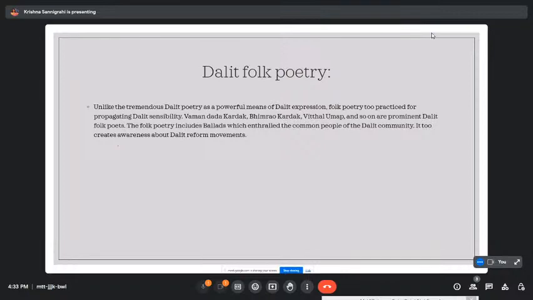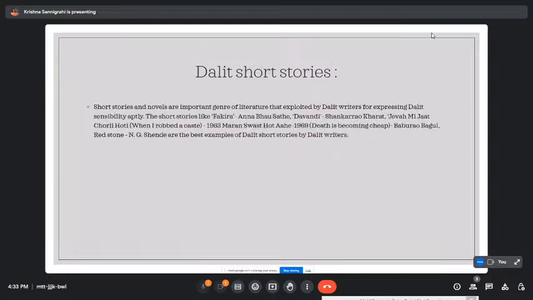Like Dalit poetry, folk poetry is also a powerful means of Dalit expression, a true practice for propagating Dalit sensibility. Vaman Dada Kardak, Bhimrao Kardak, Vital Umap, and so on are prominent Dalit folk poets. The folk poetry includes ballads, which enthrall the common people of the Dalit community. It too creates awareness about Dalit reform movements.